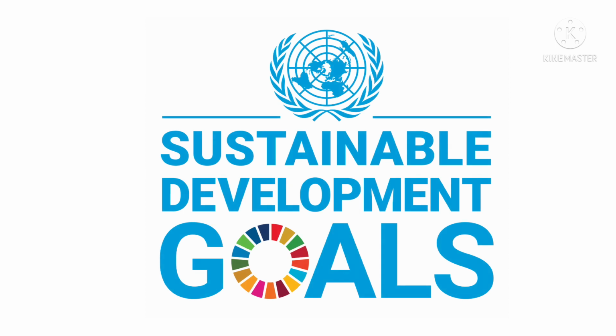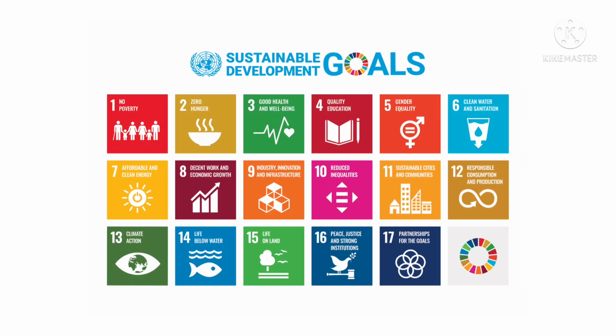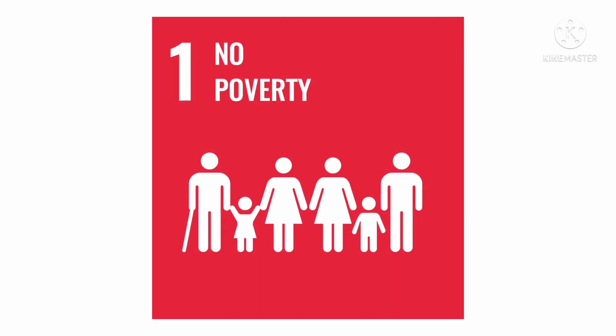Sustainable Development Goals (SDGs) or global goals are a collection of 17 interlinked global goals designed to be a blueprint to achieve a better and more sustainable future for all. The SDGs were set up in 2015 by the United Nations General Assembly and are intended to be achieved by 2030. Here, we focus on SDG 1, No Poverty.